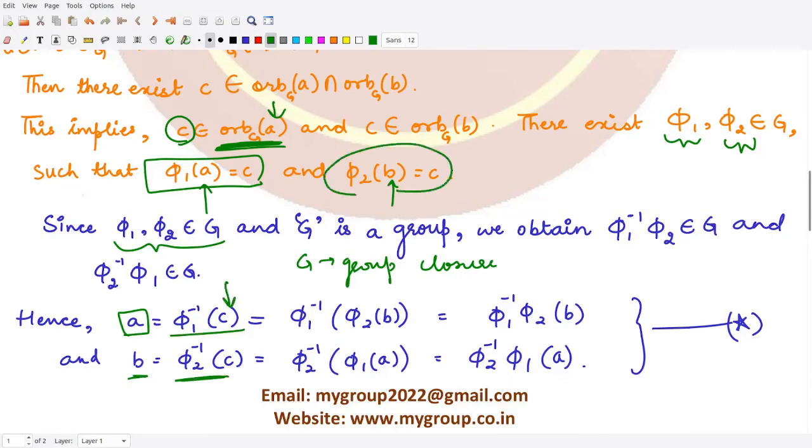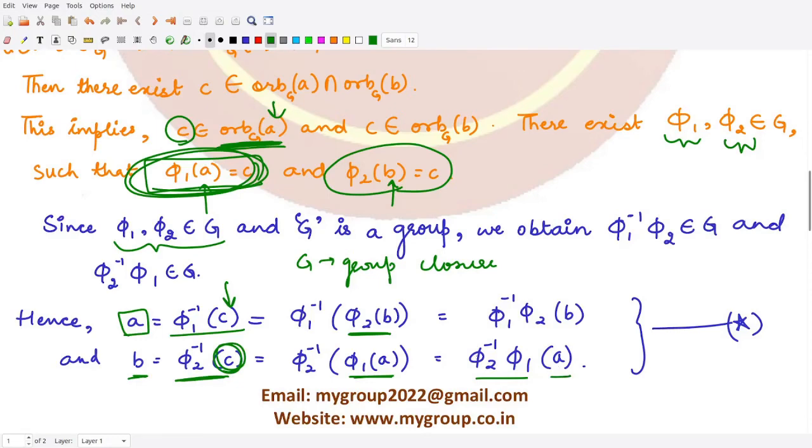C is equal to phi 2 of B. So we have written down just that value, and using the associativity here, it is equal to phi 1 inverse, phi 2 of B and phi 2 inverse of C. Here we are using the definition for this A, right? So see, this C could be written as phi 1 of A, right? So using the associativity property, we have phi 2 inverse phi 1 applied onto A. So let's mark this as equation number star.